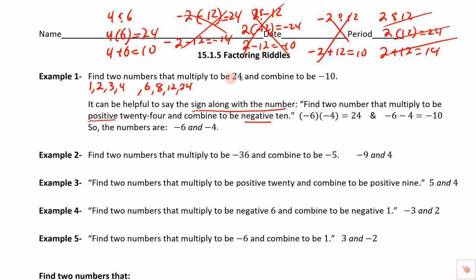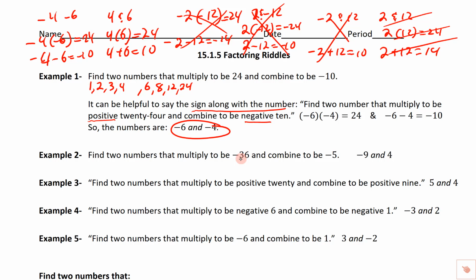So here's a little hint. If they multiply to be a positive and combine to be a negative, they've both got to be negative. So negative 4 and negative 6. So negative 4 times negative 6, that's 24. And then negative 4 minus 6, that's negative 10, and that's kind of the work that we showed down here. So these are the right numbers. So I'm going to change colors, and let's take a look at another one.